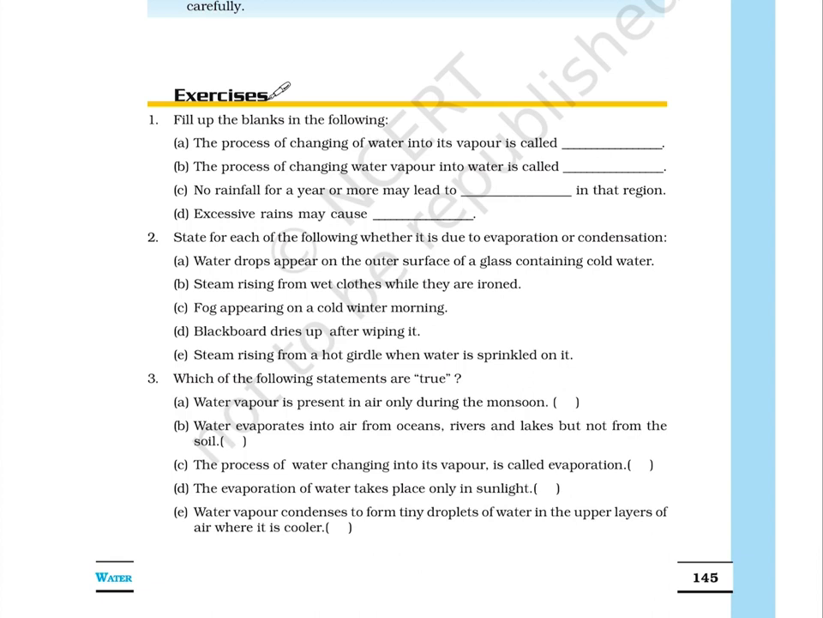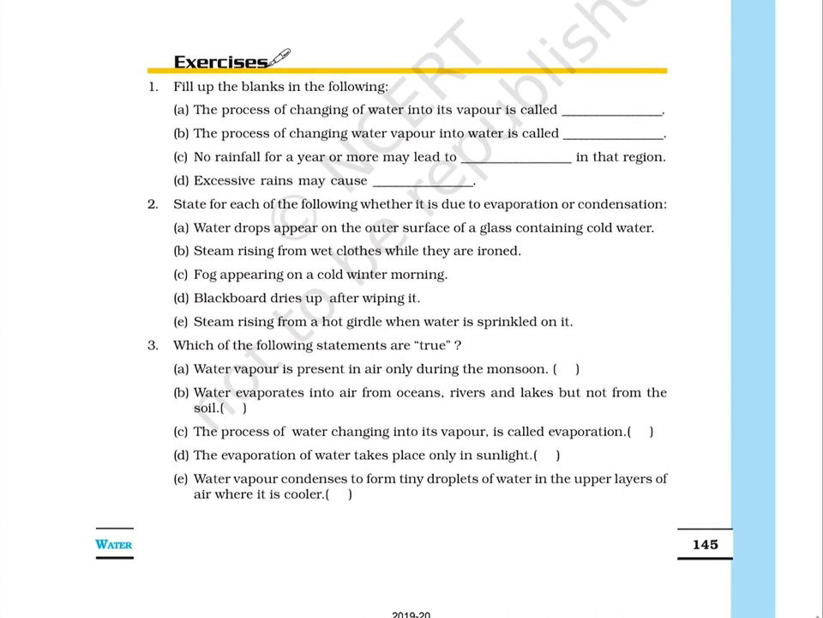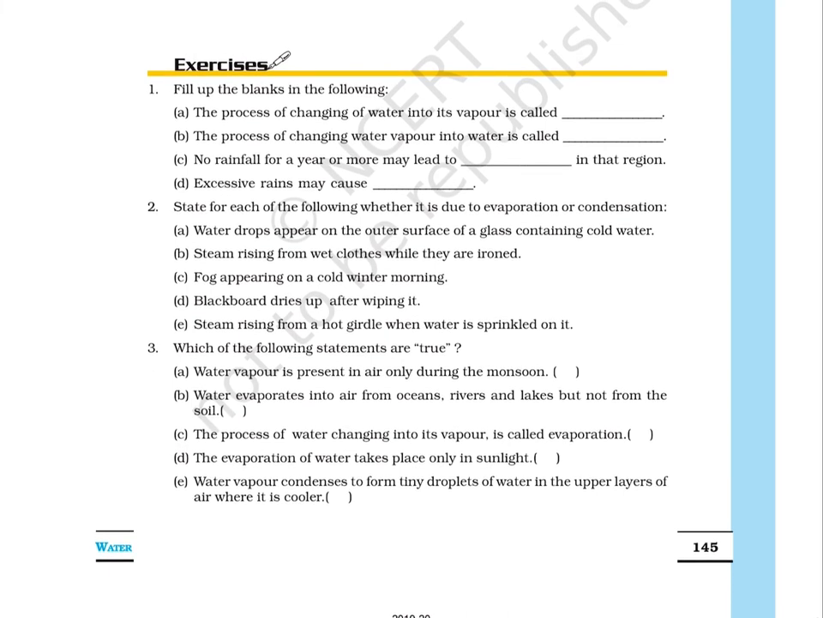2. Here are some sentences given. State whether these are due to evaporation or condensation. A. Water drops appear on the outer surface of a glass containing cold water. B. Steam rising from wet clothes while they are ironed. C. Fog appearing on a cold winter morning. D. Blackboard dries up after wiping it. E. Steam rising from a hot girdle when water is sprinkled on it.